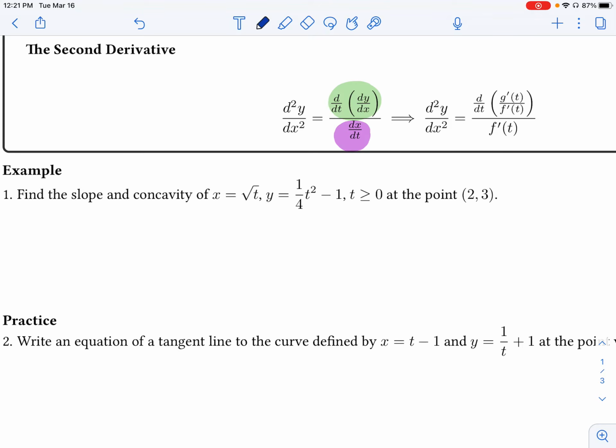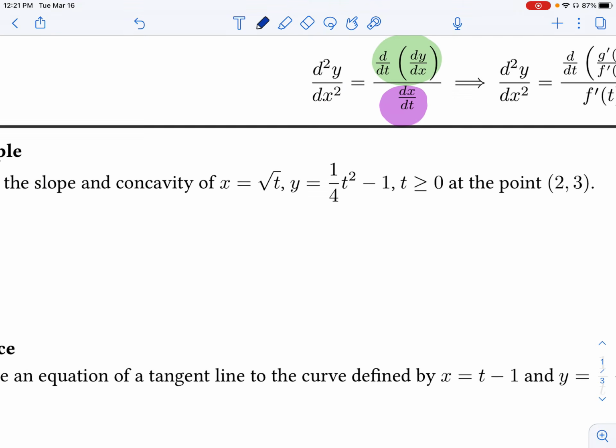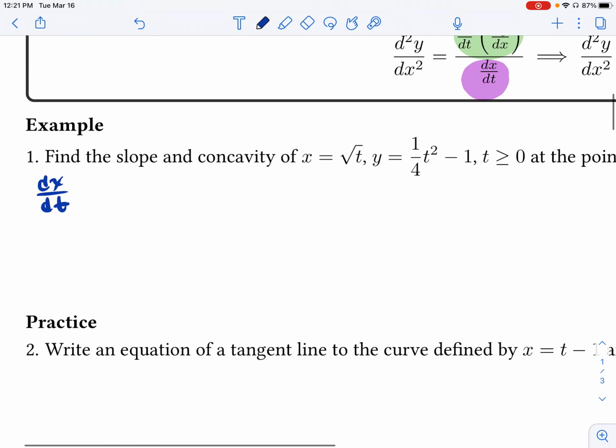So since I'm finding the slope, I know I'm going to need to find my first derivative. And since I'm finding my concavity, I'm eventually going to need to also find my second derivative. Let's start by finding the derivative of x and y with respect to t. So dx dt is just the derivative of x. This part isn't too bad. The derivative of root t is just going to be 1 over 2 root t.